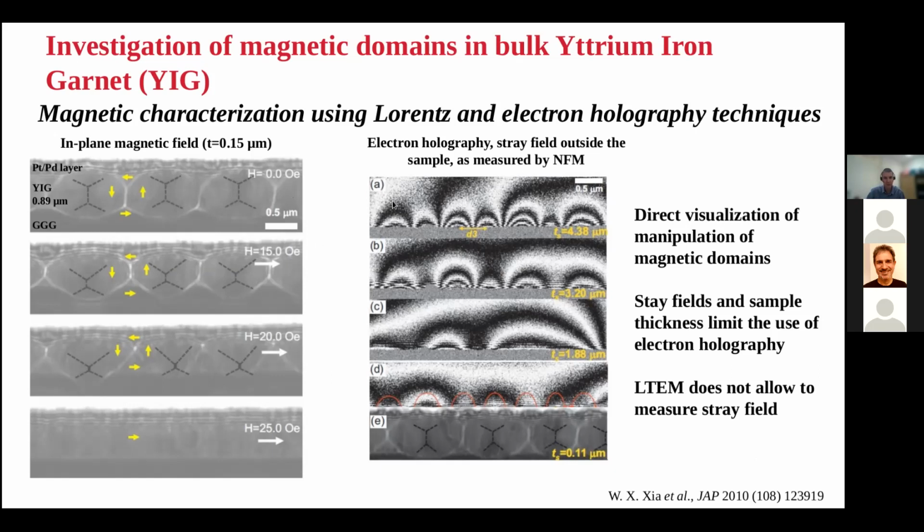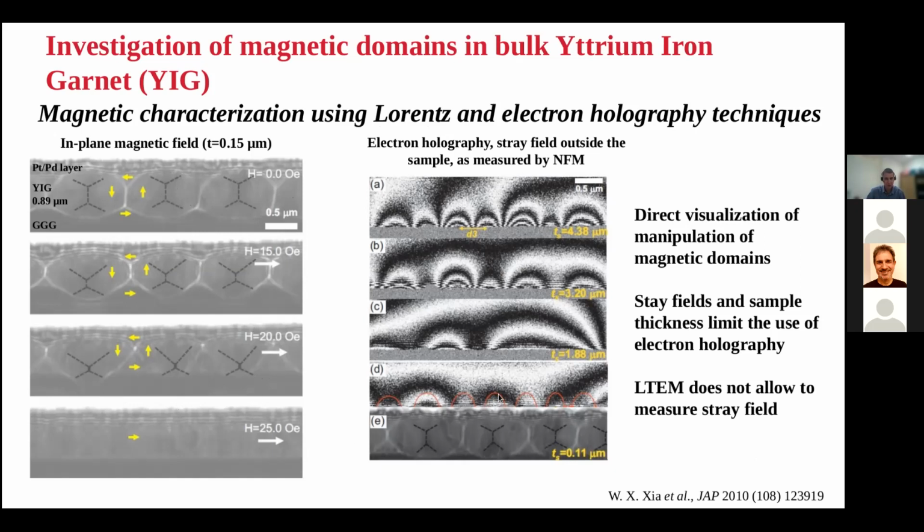And by using some dedicated techniques, in that case Lorentz TEM imaging and electron holography, on the left-hand side they can map the ferromagnetic domains, and they can see the evolution of the ferromagnetic domains when they are exposed to an external magnetic field.